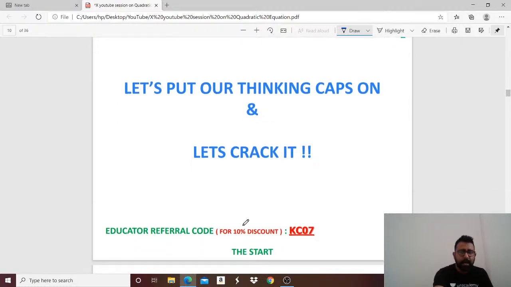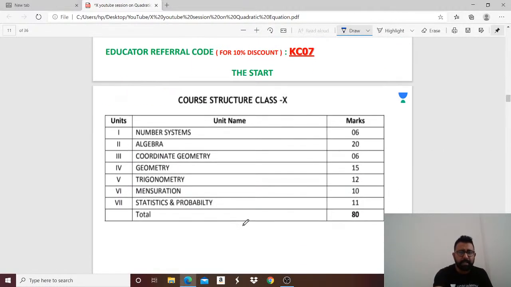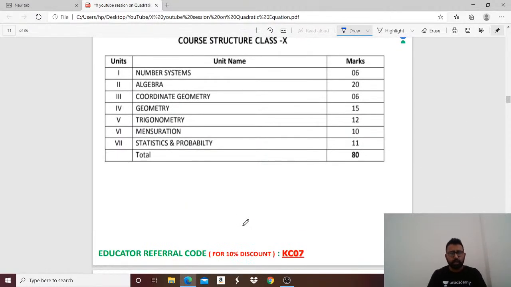Okay, so now let's start. Let's put our thinking cap on and let's start. And this is the course detail. Everyone should know this, because when you know the type of question and the total marks that come from a particular topic, then only you are well prepared and well accustomed to solve all those sums. So this is quadratic equation and this is algebra. Algebra is of 20 marks, and polynomials, linear equation, quadratic equation, AP constitute algebra.